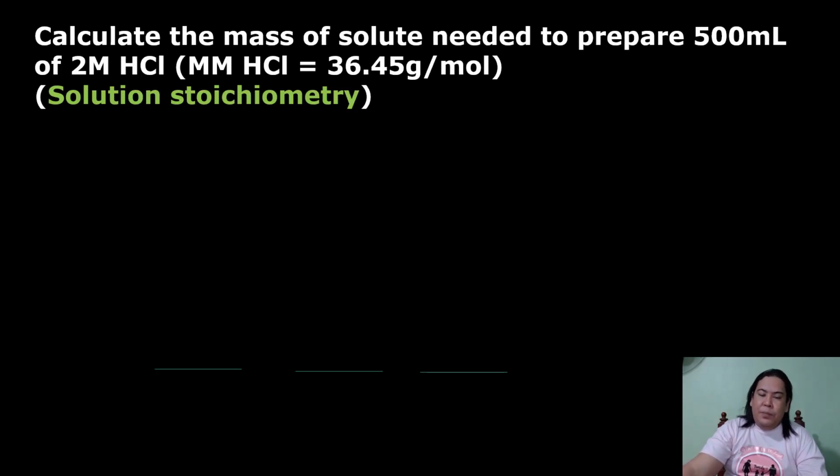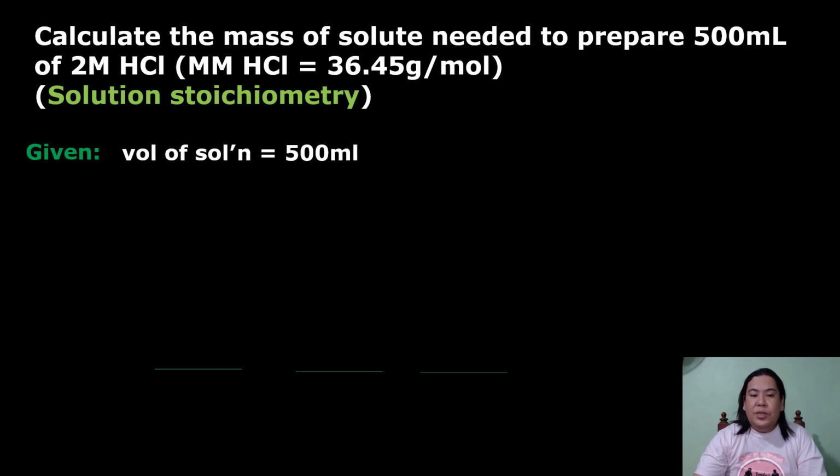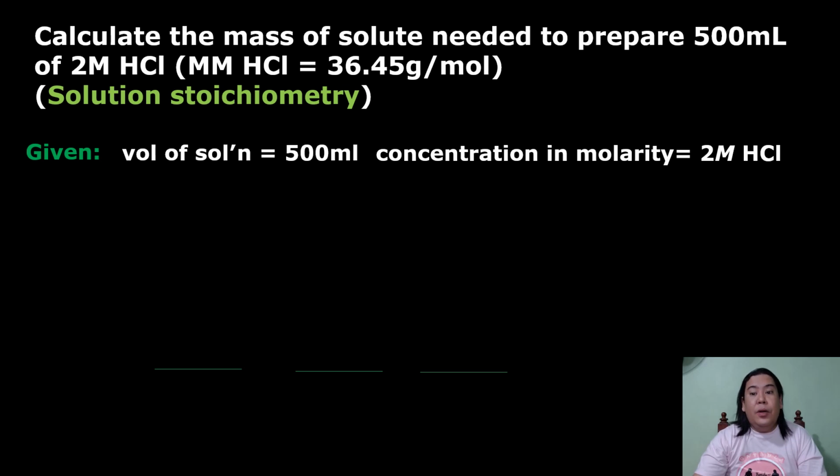Okay, so in our next problem, this is what you call solution stoichiometry, wherein the molar concentration is being included in the given problem. Okay, how to solve this particular type of problem? So our given is volume of solution equal to 500 ml. Okay, concentration in molarity is 2 molar hydrochloric acid. So we all know that the dimensional unit is mole per liter. And then finally, the molar mass is equal to 36.45 gram per mole. So these are the given.